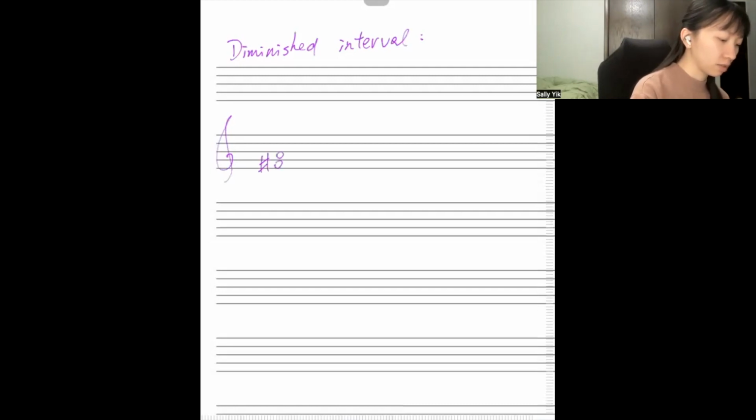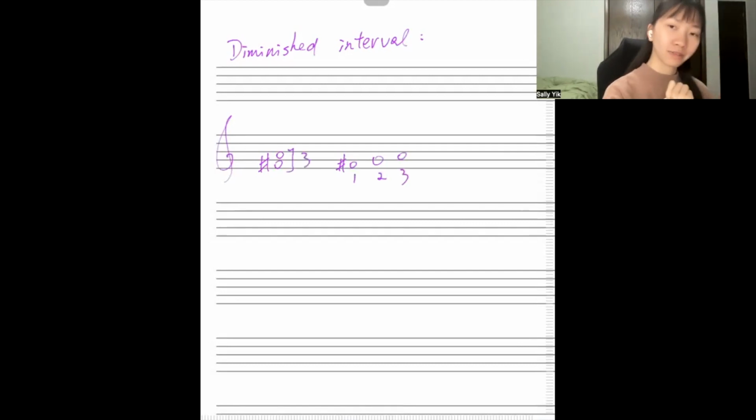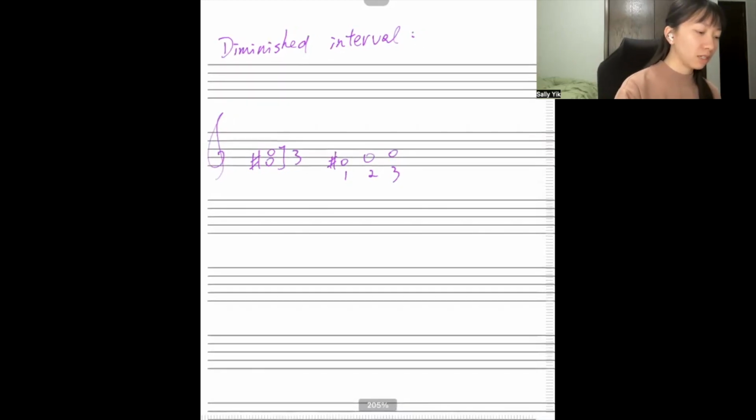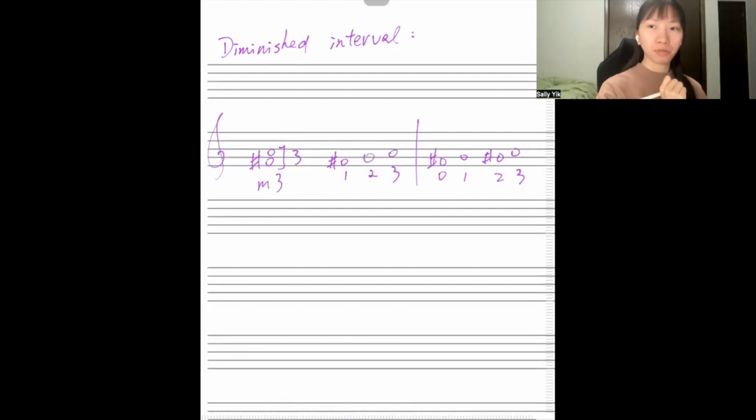So for example, we have a minor third here, F sharp and A. So if you count the number of steps, we have 1, 2, 3. So these two notes are a third apart. And then if you count the number of semitones, we have 0, 1, 2, 3. Yes, we have 3 semitones. And if you look at your table, 3 semitones means a minor third. So that looks pretty okay, doesn't it?